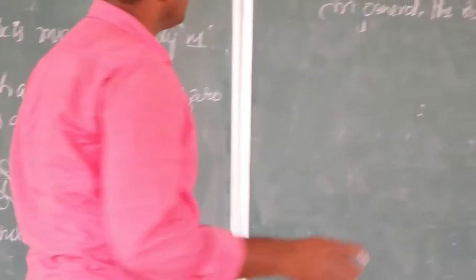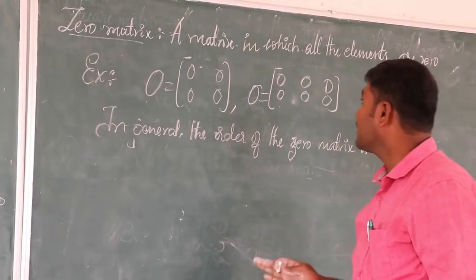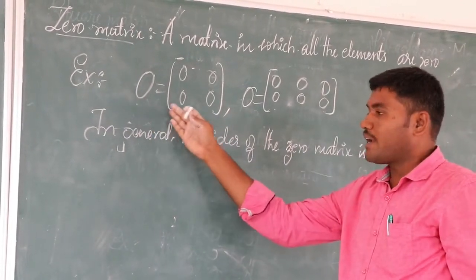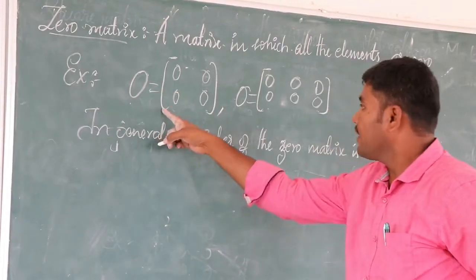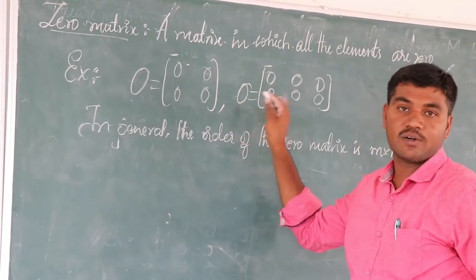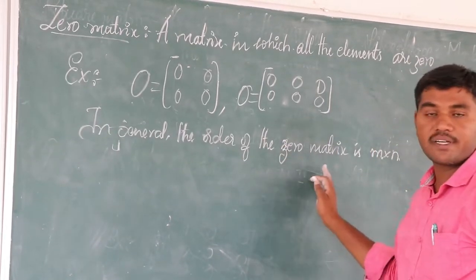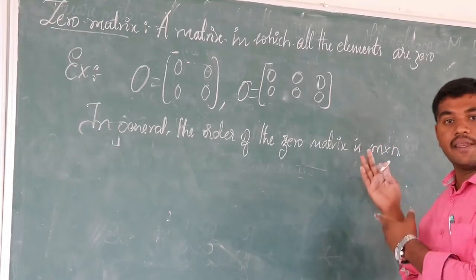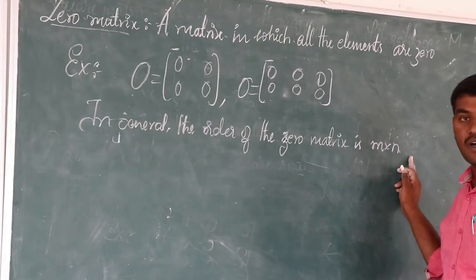Now the very next one is the zero matrix. A zero matrix is a matrix in which all the elements are 0. It is usually denoted by the letter O, and all the entries are equal to 0. In general, the order of the zero matrix is m by n. It may have any number of rows and any number of columns. m indicates rows, n indicates the number of columns.